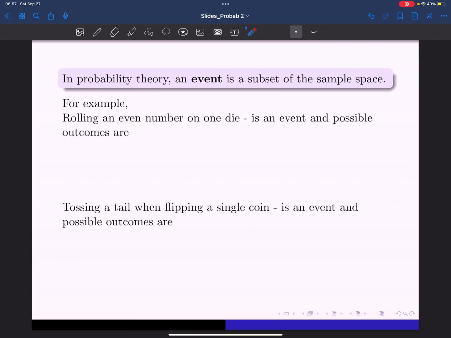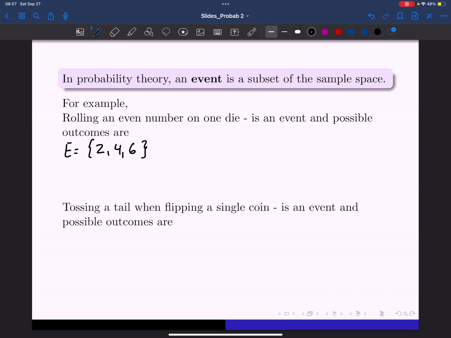In probability theory, an event is a subset of the sample space. So for example, rolling an even number on a die is an event, and the possible outcomes would be, what are the even numbers on a die? It's 2, 4, or 6. So this would be my event E.